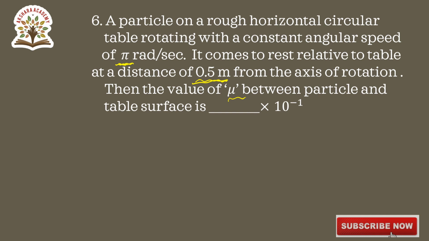That is coefficient of friction you have to calculate. Here they given a particle and a rough horizontal circular table, angular speed they given as pi radians per second, and the distance they given as 0.5 meters. So the particle at rest relative to the table, centripetal force is equal to frictional force. Now let us come to the solution. Here the given particle is at rest. It comes to rest relative to table. Nothing but centrifugal force is equal to frictional force.